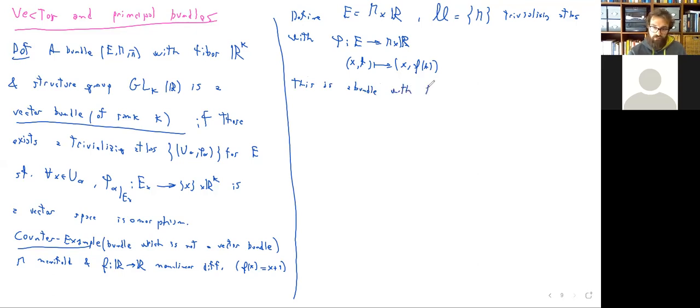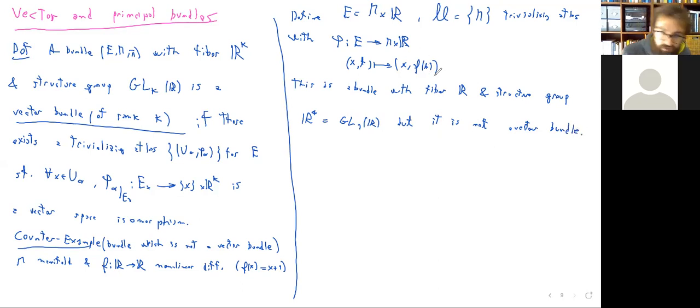The fiber is, of course, R, and the structure group can be taken to be R star, so R minus zero, which is simply GL one R. But it is not a vector bundle. And the reason, of course, is because this map is non-linear. So if you fix an x, this is not a vector space isomorphism, because you're sending t to t plus one, and this is simply not a vector space isomorphism.